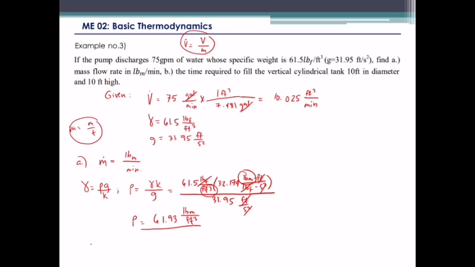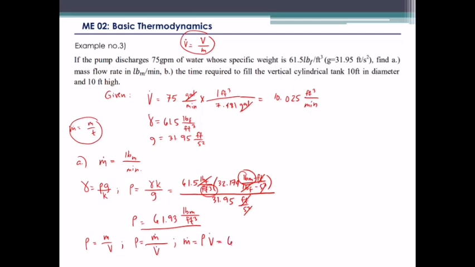But what we are looking for is the mass flow rate. From the formula for density, density is mass over volume, right? So when we talk about flow rate, density is mass flow rate over volume flow rate, so that the per unit time cancels out. So from that formula, the mass flow rate is density times the volume flow rate.